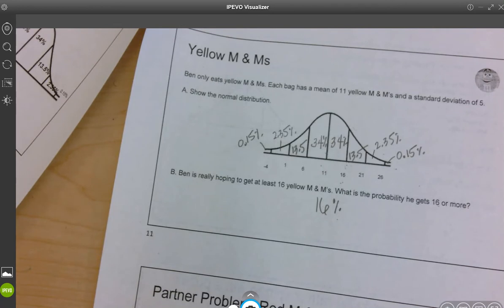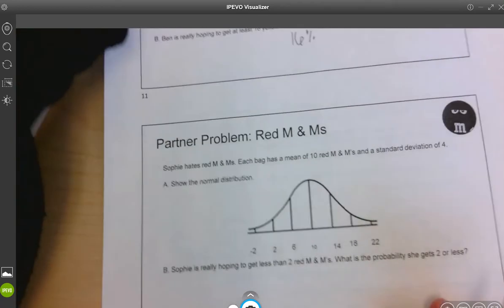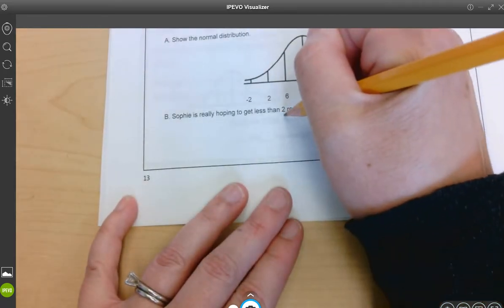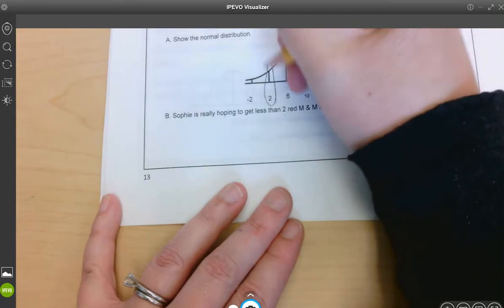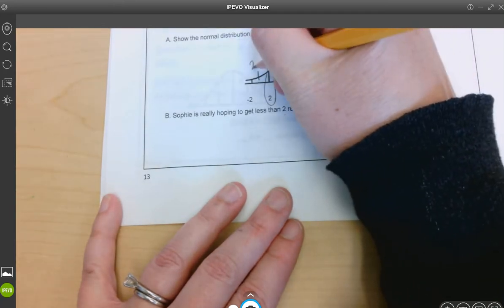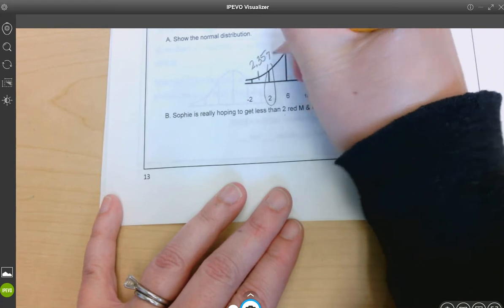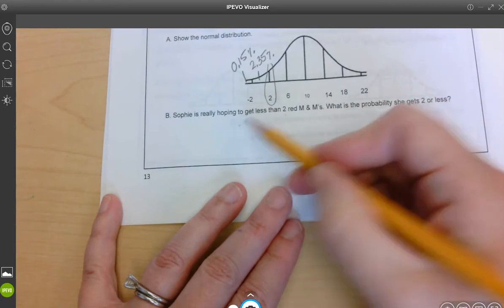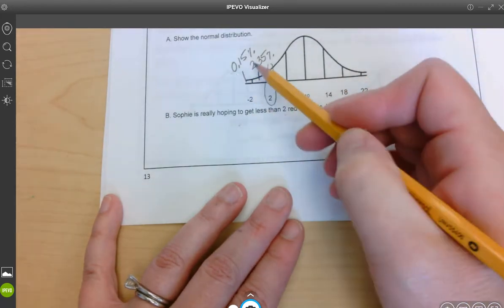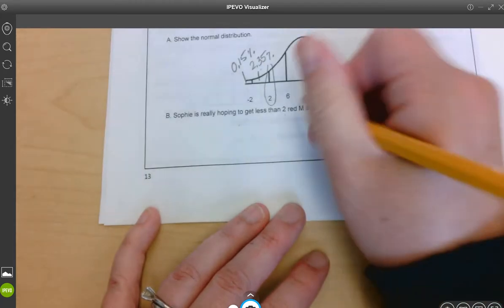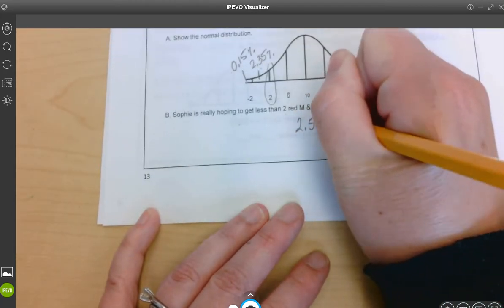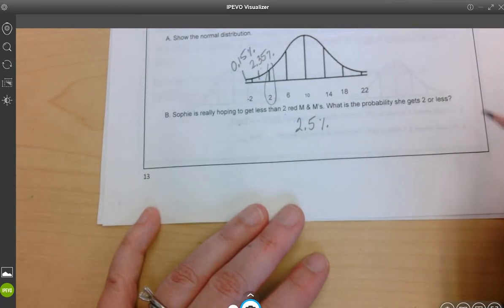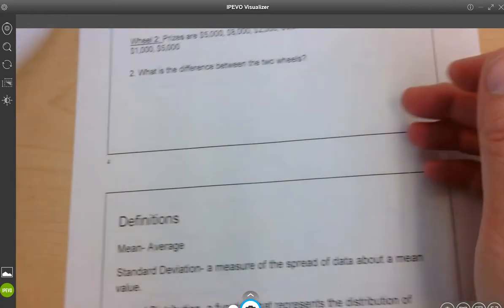Okay, so down here, some of you filled in all of the percents, but some of you didn't. You just filled in the ones you need, because less than 2, here's the 2, right? So we said that this section is 2.35%. And this section is 0.15%. So the probability you get less than 2 red M&Ms, I saw a lot of you added those together to get 2.5%. And I did see a lot of you working really well with your partner, which I appreciated. Let's go to the next page because I need to poll you.